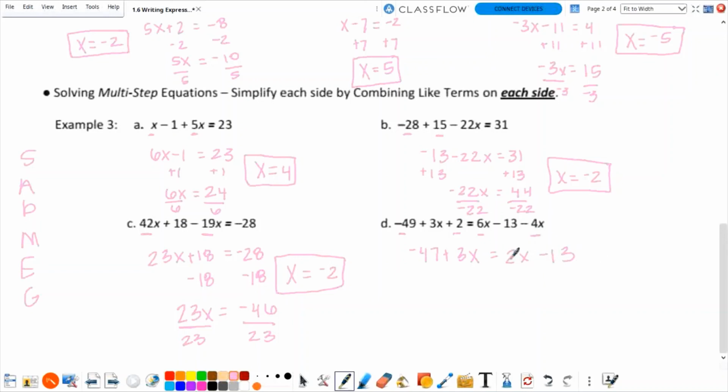And now we can solve. So we still have a variable on both sides. We need to combine those first. So we're going to move 2x to the other side. Or it's positive here, so we're subtracting it to move it. So negative 47. 3x minus 2x leaves us with x. And then x is alone, so we just need to add that 47. So negative 13 plus positive 47 is going to give us positive 34.